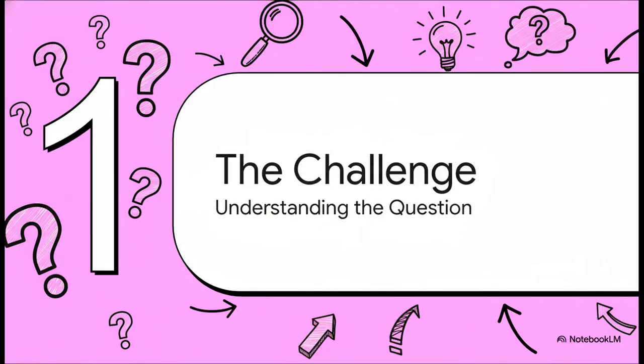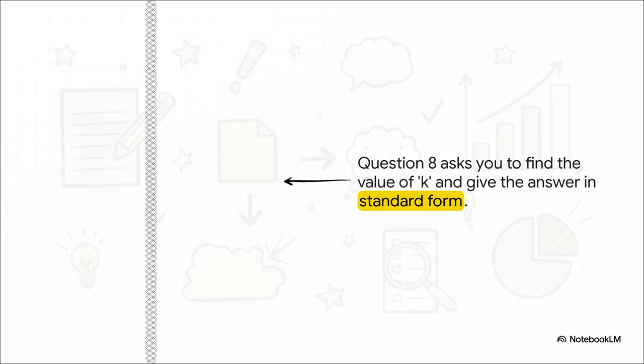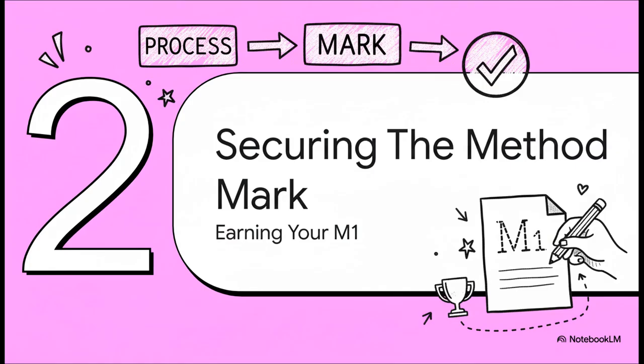Right, first things first. We've got to really understand what the question is actually asking us to do. So here's the question. We've got this equation: 1.25 times 10 to the minus 12 equals k times 4 times 10 to the minus 20. And our job? Simple. We need to work out the value of k and make sure our final answer is in standard form.